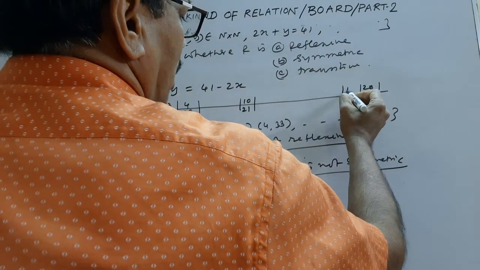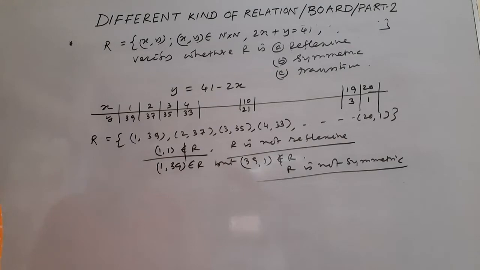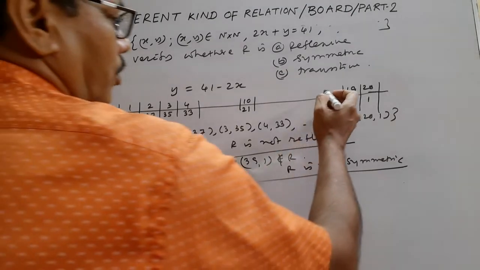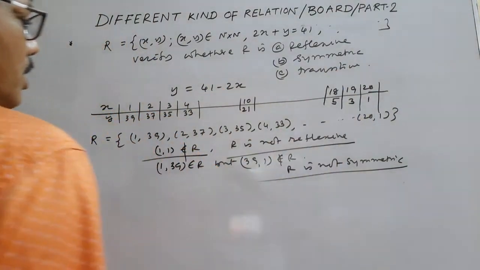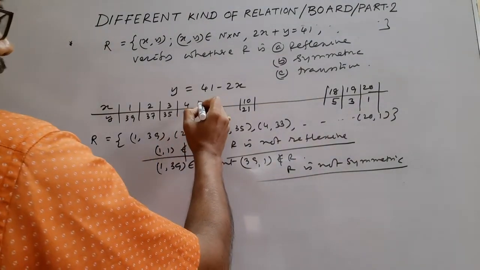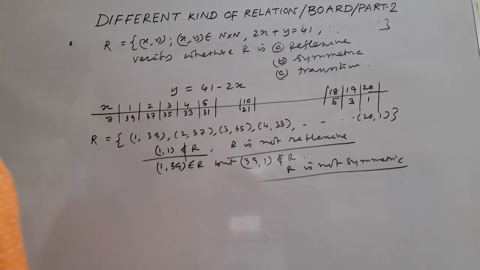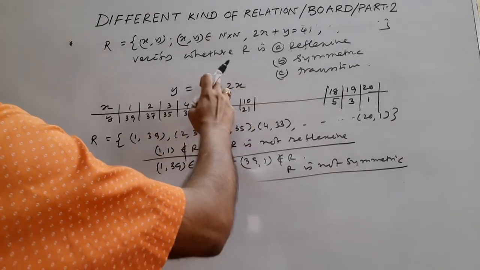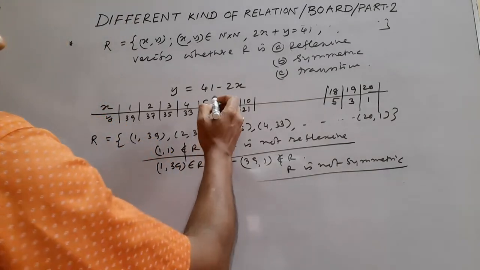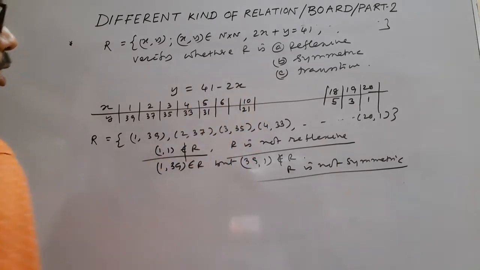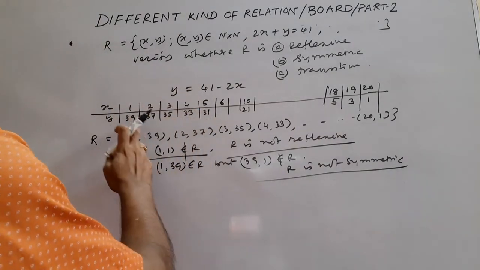If we take 19, this is 3; and this is 18, this is 5. If we take this is 5, then this is 10, 31. So 5, 31, then 6 in this way, and this is 1, 39. 39 is not possible, so 1, 39.